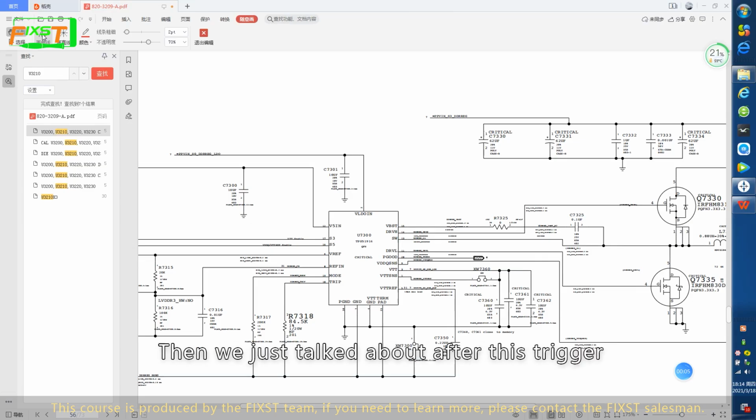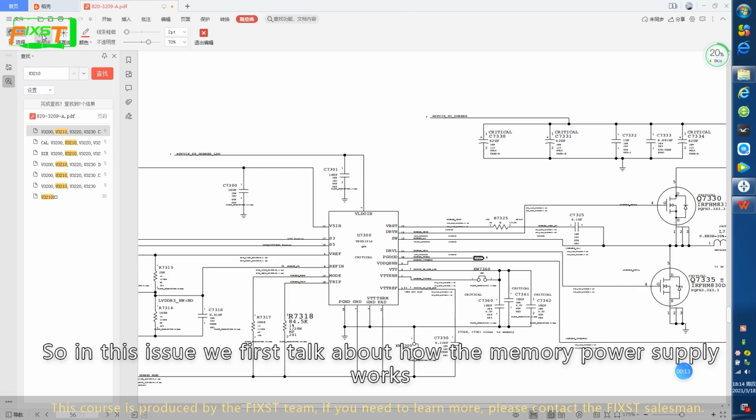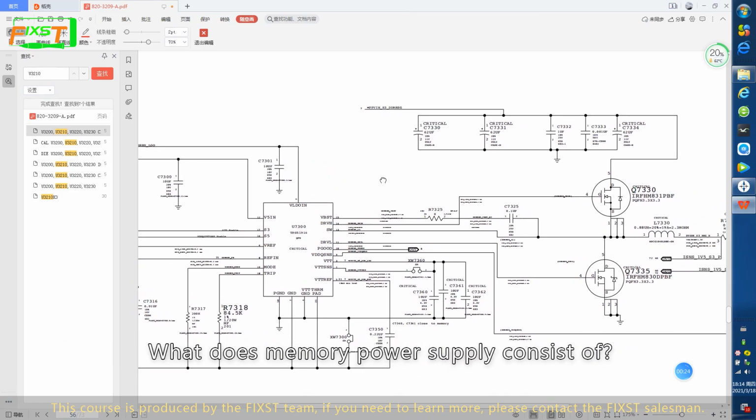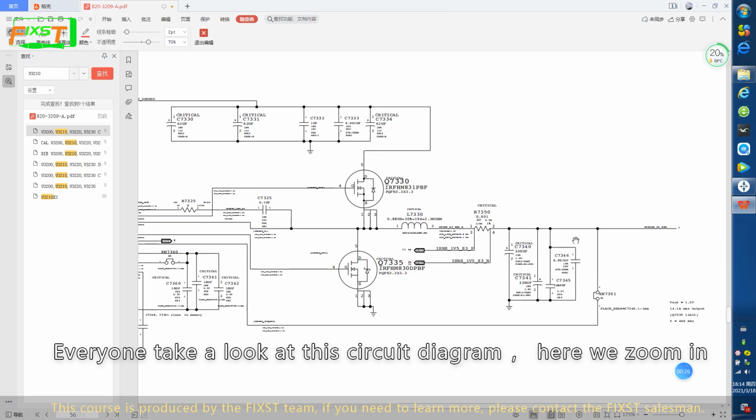Then we just talked about after the trigger. S5, S4, S3 control the major power supply. So in this issue, we first talk about how the memory power supply works. The memory power supply after this is triggered, it is still a more significant power supply. What does the memory power supply consist of? Everyone take a look at this circuit diagram.